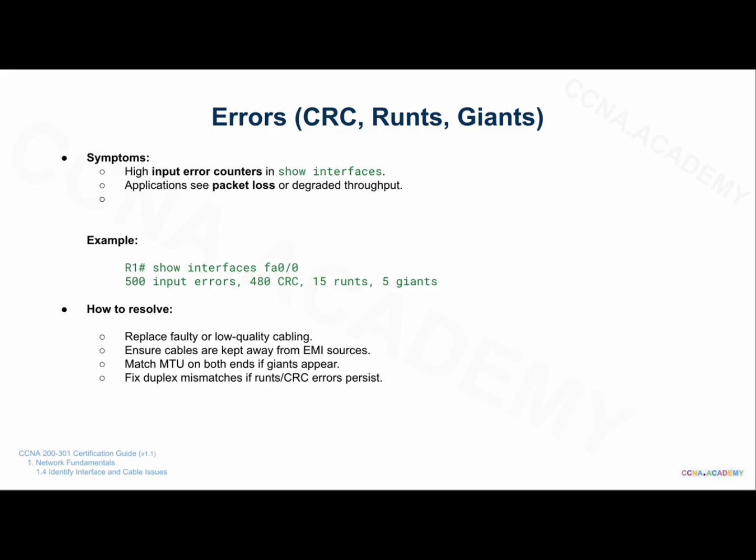You'll see these as input errors in show interfaces. If CRC, runts, or giants increase, expect packet loss and poor throughput. A clean interface should always report 0. Fixes include replacing or rerouting bad cabling, reducing EMI interference, correcting MTU settings, and checking duplex consistency.